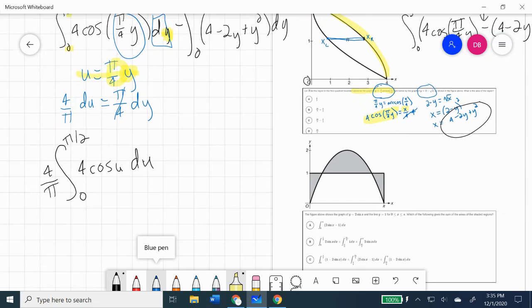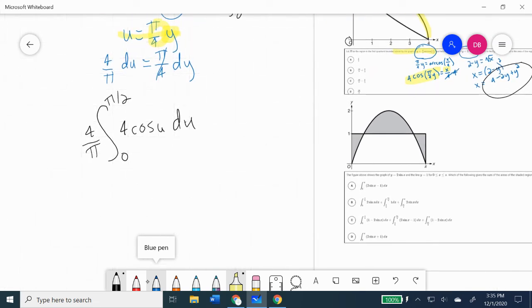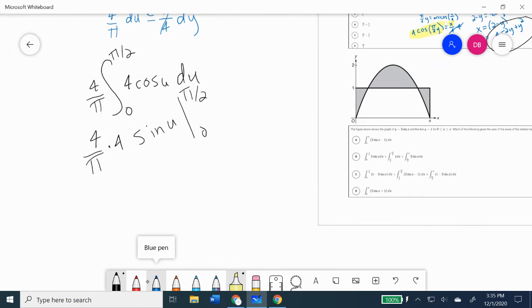So now I can integrate with respect to u and put these numbers in. And the integral of cosine is sine. So I have 16 over pi times the sine of pi over 2 is 1 minus the sine of 0 is 0. So I'm getting 16 over pi for that integral.